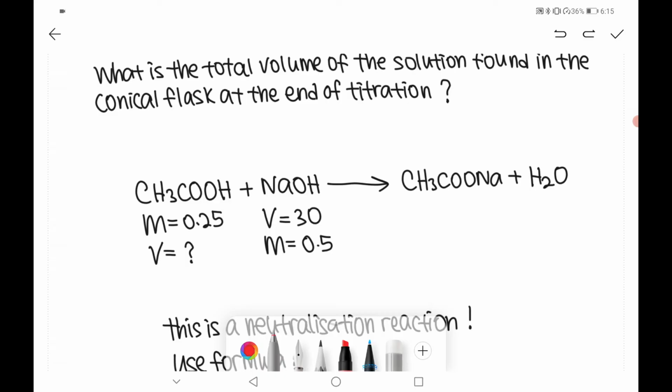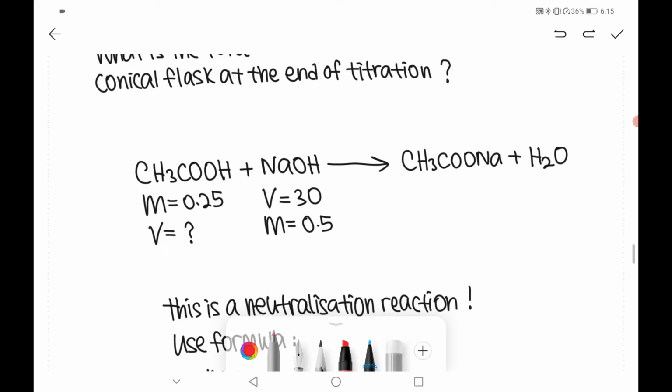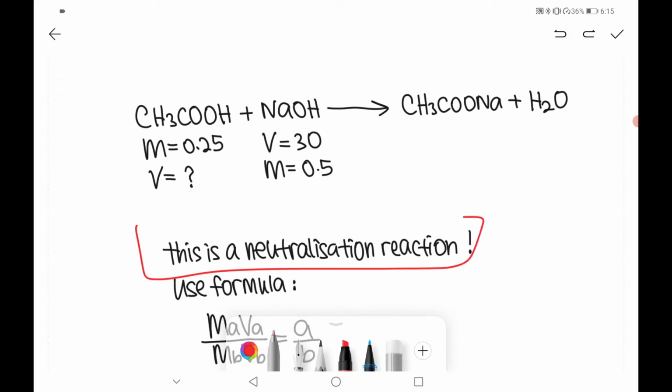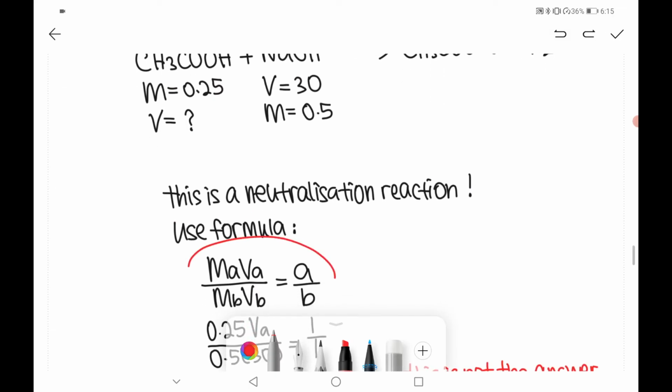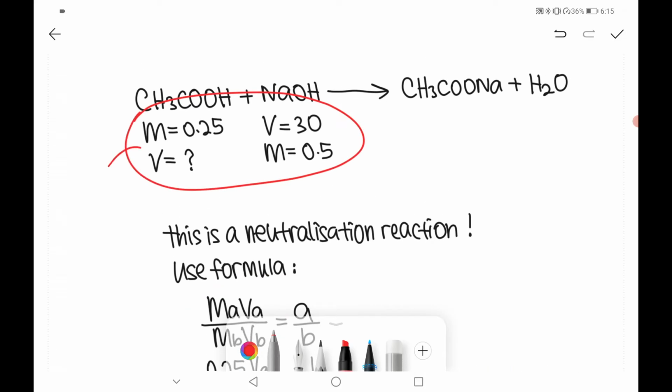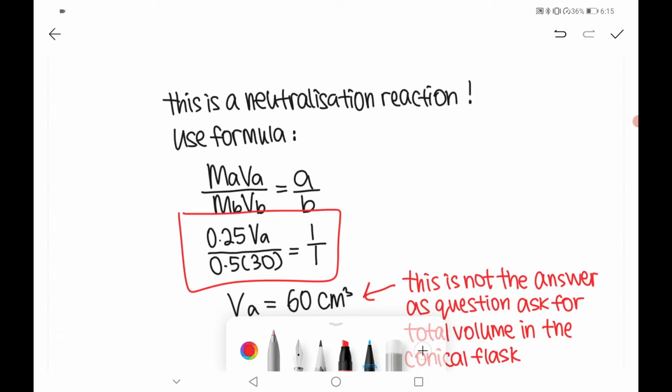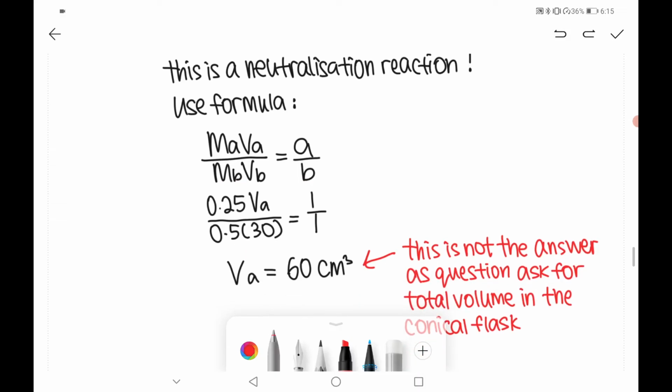The next thing, when acid reacts with alkali, this is a neutralization reaction. So we use the formula MAVA/MBVB = A/B. Put in all the information into the formula. After you put all the information into the formula, you get VA. VA, the final answer is 60. Okay, the final answer is 60. So this is not the final answer.